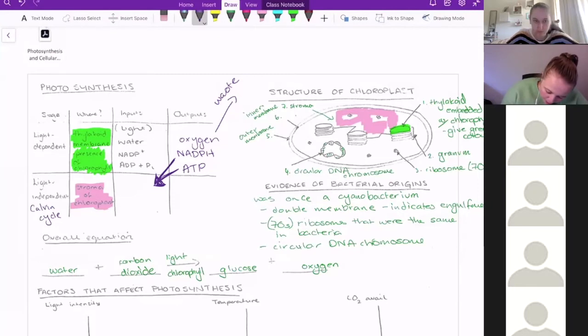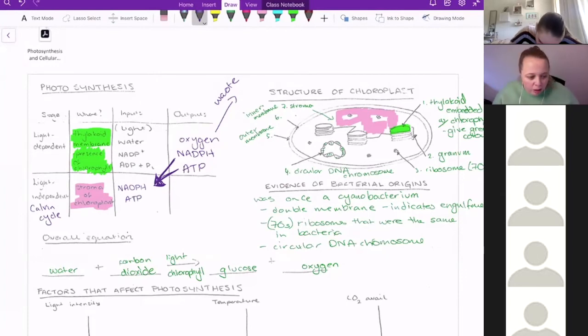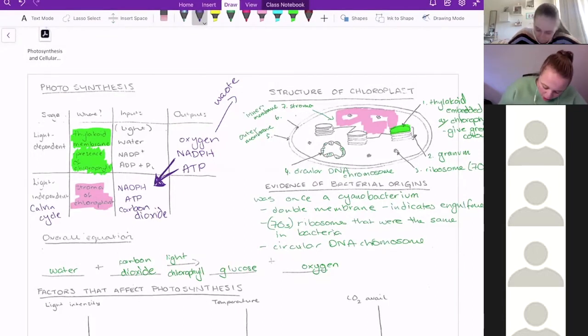So when those NADPH and ATP go in, they need to use their energy to do something. What was the other input, the other thing that was on the left-hand side of my equation? CO2. So carbon dioxide goes in here. Now these loaded coenzymes that have come with all their energy, they're going to use their energy to turn that carbon dioxide and also the H's from the NADPH into glucose.